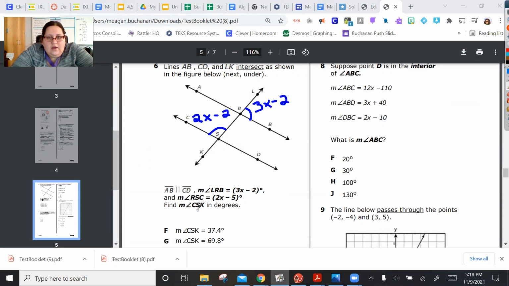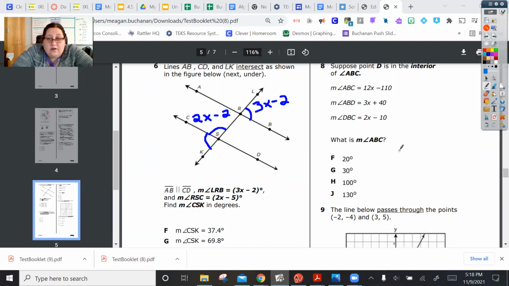Find CSK. So we're finding this one. Okay. So alternate exterior angles. So this is going to be equivalent to whatever this one is. So just like finding LRB. But that means that this forms a linear pair. Since this one is congruent to this one, we know that we can add these together to get 180 degrees.